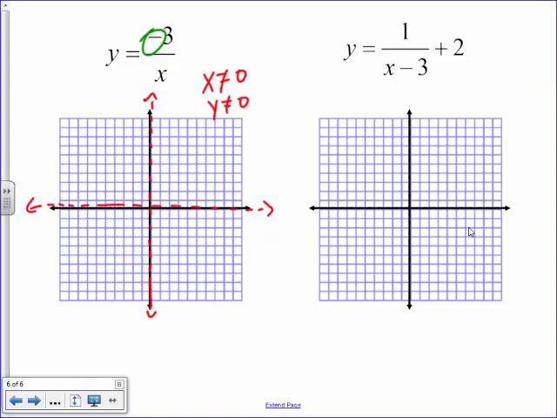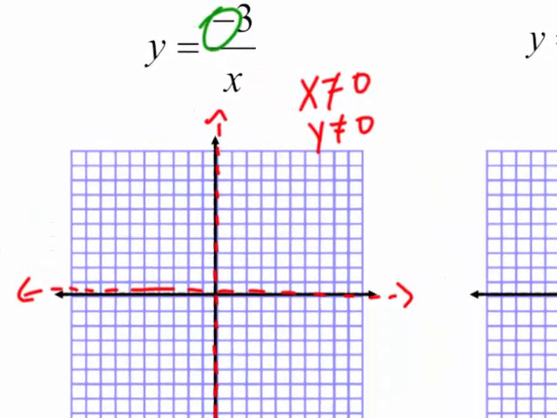And it's got a stretch of 3, so instead of going over 1, up 1, it's going to be stretched. It's going to go over 3, up 1, and up 3, left 1. So it's going to be up there. And same thing over here. Over 3, down 1, and down 3, over 1, just like that. So it should look something like this. Just like that.